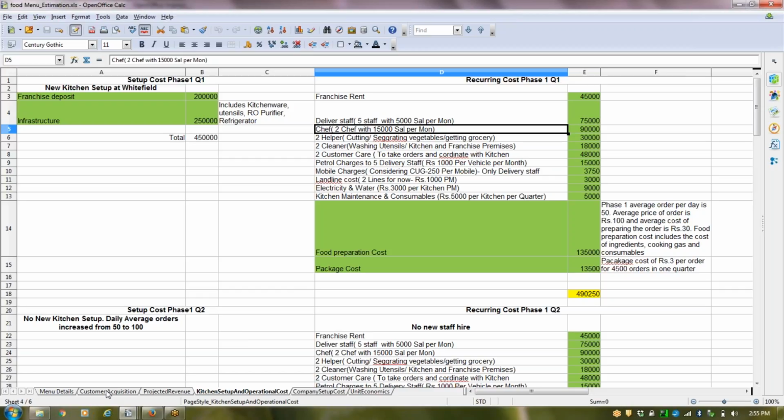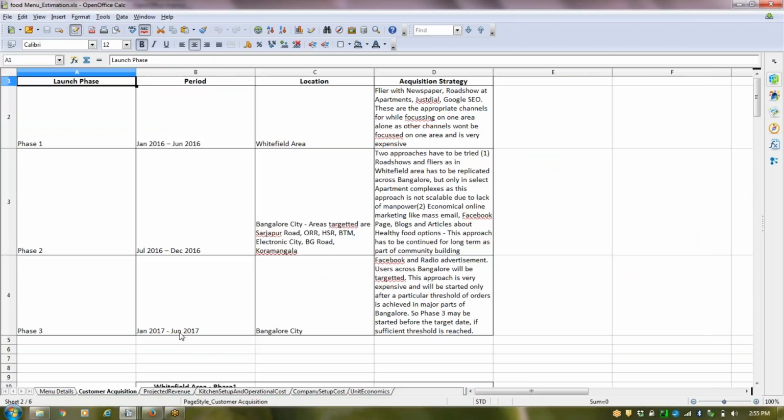But before that, let's just look into their customer acquisition strategy, because all these calculations are driven by the customer acquisition strategy. In the customer acquisition strategy, what they have emphasized is that they have a time period of 18 months. So in 18 months, they want to reach a particular state. And this 18 months has been split into 3 phases, of 6 months each. The strategy that they have followed is that they will first target Bangalore city, and inside Bangalore city, they are targeting an area called Whitefield.